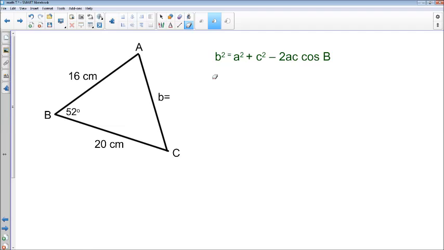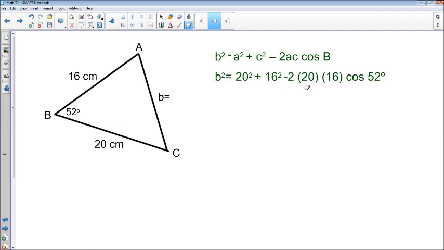Here's an example of the cosine law. The example tells you to find the side of b. So the equation will look like b squared equals a squared plus c squared minus 2ac cos capital B. And then you just have to plug in the numbers using the information from the triangle. So it would be b squared equals 20 squared plus 16 squared minus 2 times 20 times 16 cos 52 degrees.